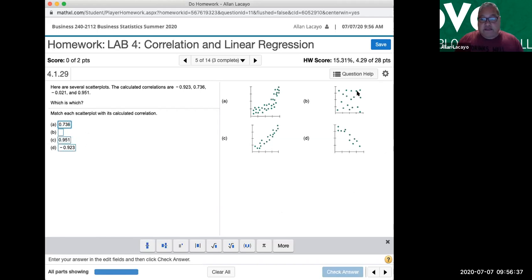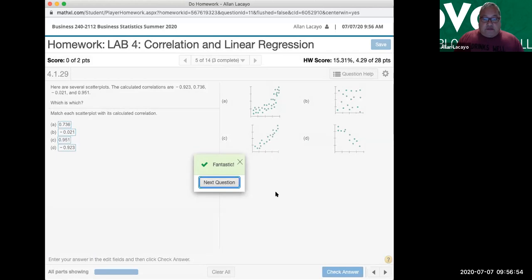And last but not least, the least linear of all the graphs in the scatter plot set is scatter plot B. And so that's going to be really close to 0. That would be consistent with the minus 0.02 negative correlation. So this is very consistent with one of the sets of notes where I match the shape of a scatter plot, the form, the direction, and the strength, with that of a correlation value. I hope those notes are useful upon your review.